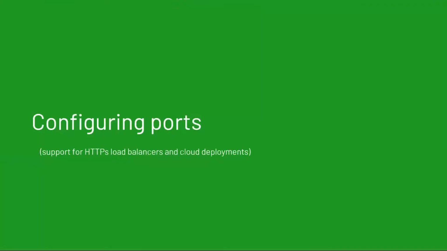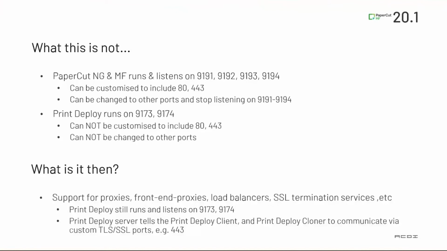We're still diving and dropping in on some info regarding load balancers and cloud deployments. There are ports that are static in PaperCut and ports that can be changed. The application server itself can be run on any customized port and can also include 80 and 443. Print Deploy runs on 9173 and 9174, period.